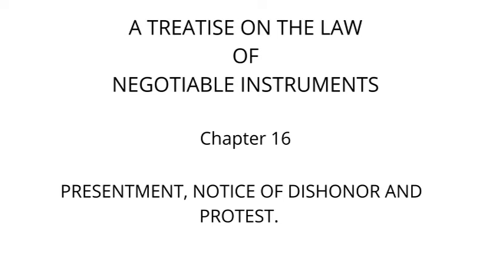Where the drawee is a fictitious person or a person not having capacity to contract, and the endorser was aware of the fact at the time he endorsed the instrument. 2. Where the endorser is the person to whom the instrument is presented for payment. 3. Where the instrument was made or accepted for his accommodation.